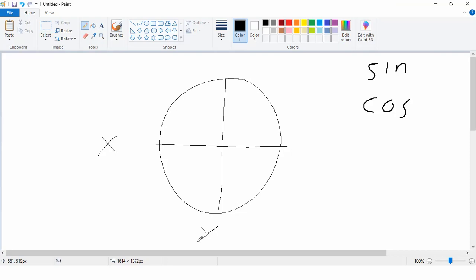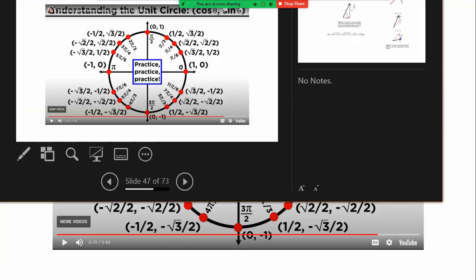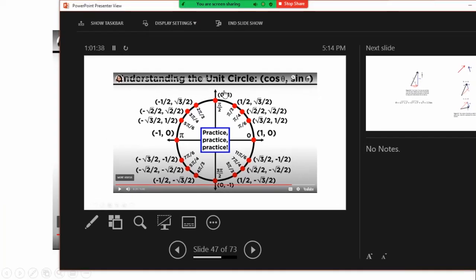Let me find his unit circle. So his unit circle right here, we see at pi/2, 0, and there's a 1, okay? And then here, there's a 1 and there's a 0. So which one applies to which? Well, this is how we're going to figure this out.